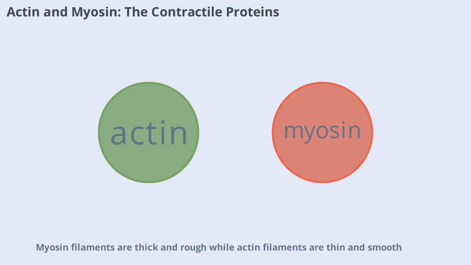Actin and myosin are the two main proteins responsible for muscle contraction. Myosin filaments are thick and rough, while actin filaments are thin and smooth. During contraction, myosin heads attach to actin and pull, causing the filaments to slide past each other. This sliding filament mechanism is the foundation of all muscle movement, from simple gestures to complex athletic feats.